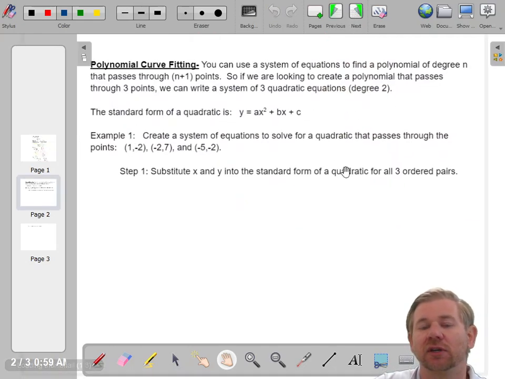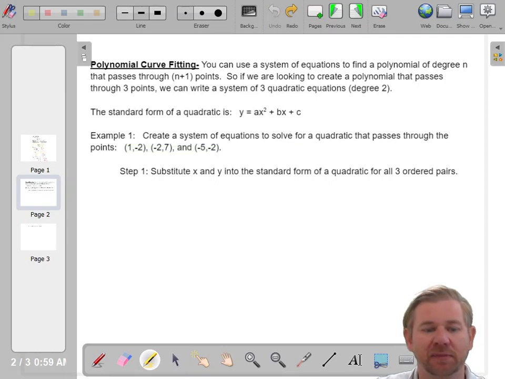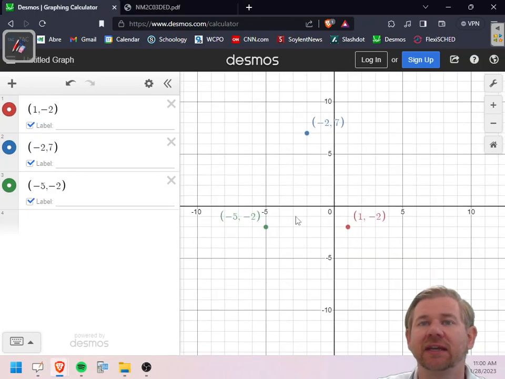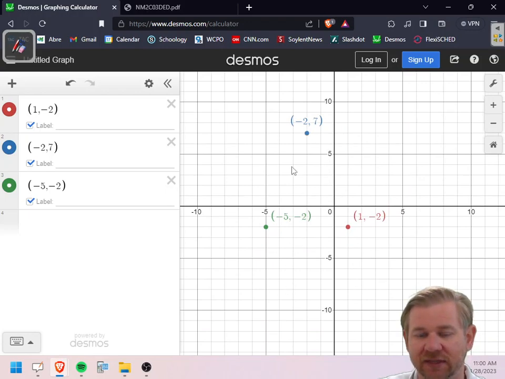Let's do some curve fitting. So when I say curve fitting, what I mean is I have 3 ordered pairs. And I'll show you the picture because maybe it'll be a little bit easier. So here are the ordered pairs: 1, negative 2; negative 2, 7; negative 5, 2, right here. I think that we can create a parabola that will perfectly hit all 3 of these points. And that's what we're going to try and do.